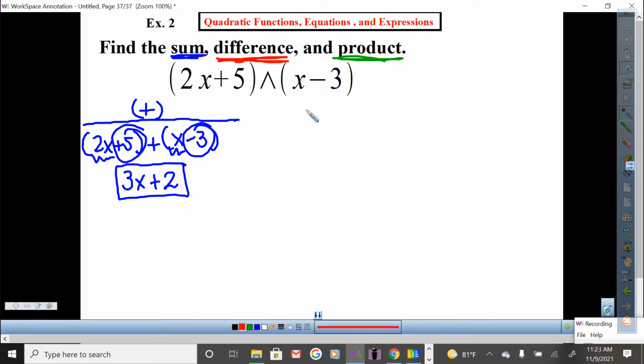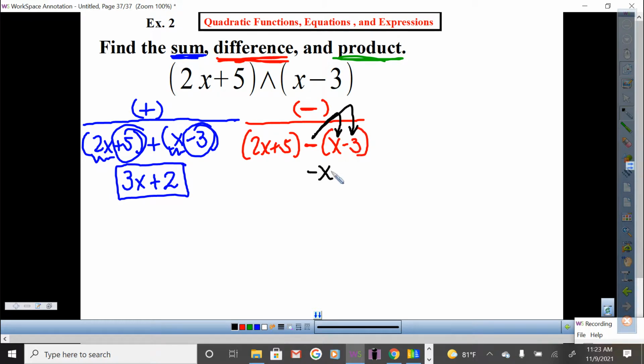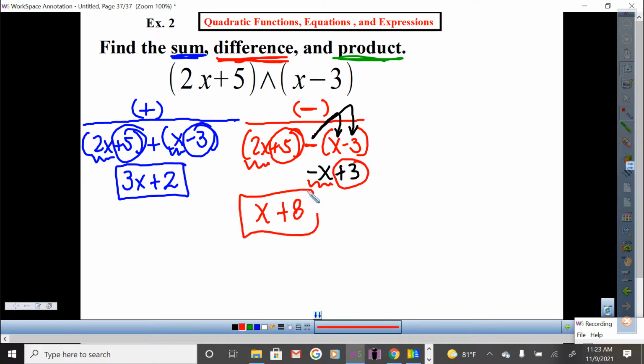Let's go to difference. Subtraction. So we got 2x plus 5 minus x minus 3. Do we have something to distribute now? Yes, that negative needs to distribute into this parentheses to both terms. That leaves us with negative x and positive 3. Now we can combine. What is 2x and a negative x? That's 1x. Next, what is 5 plus 3? 8. And that's our difference.